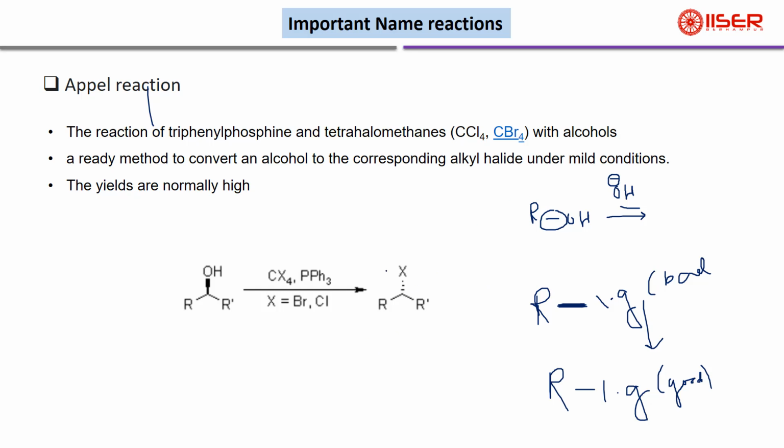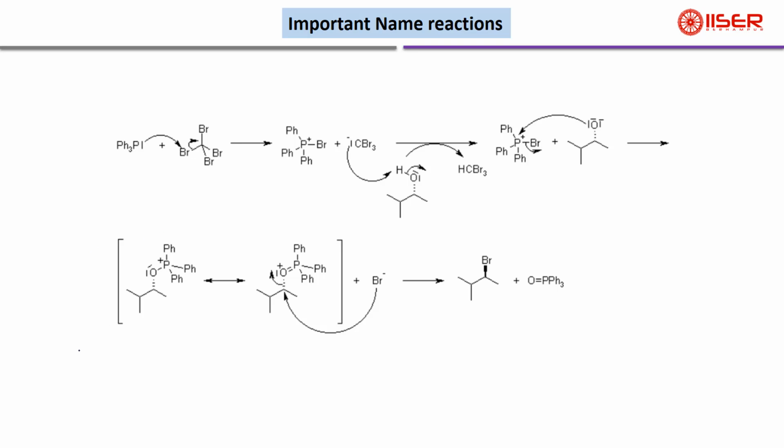In that case, we perform this Appel reaction, where in the presence of PPh3 and tetrahalomethane, the OH oxygen transforms into a group which gets easily eliminated by an incoming nucleophile. So this is the mechanism where first PPh3 will attack this tetrabromomethane. One bromine will be eliminated from the system, from this species.